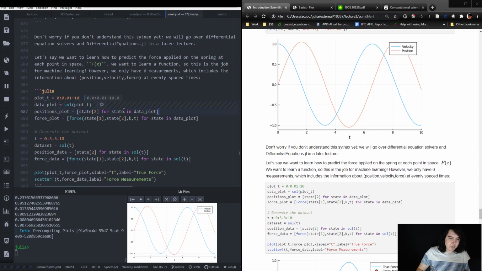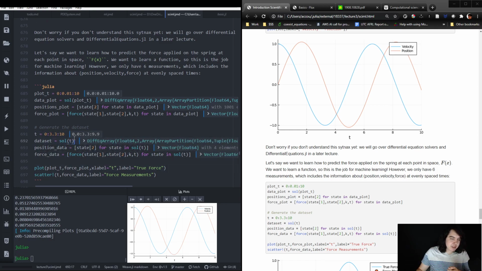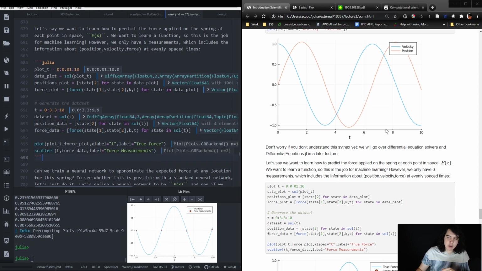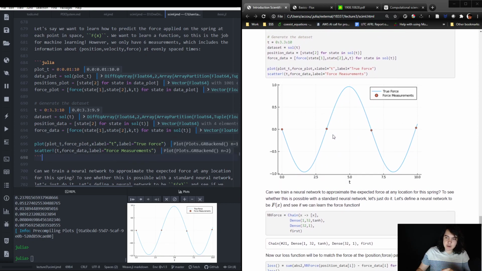Here I'm going to take very precise measurements just to be able to build a plot, and here I'm building the data set, right? My data set is: take the true differential equation solution, and at these points, 0.3, 3.3, 6.6, 9.9, let's say I have the actual value, so no measurement error. I take the position out of there, and I take the force out of there. Now let me plot what that looks like, and here I show in the notes that we didn't take it at very good spots, right?